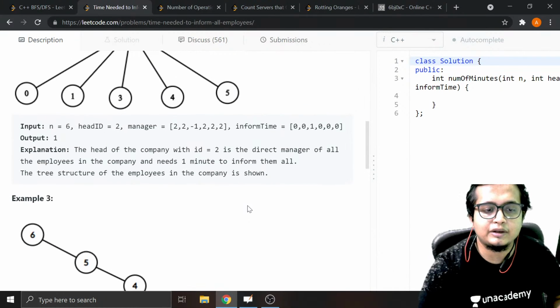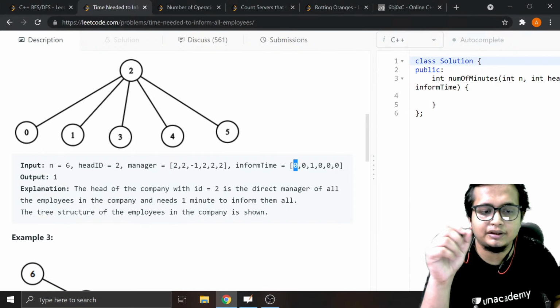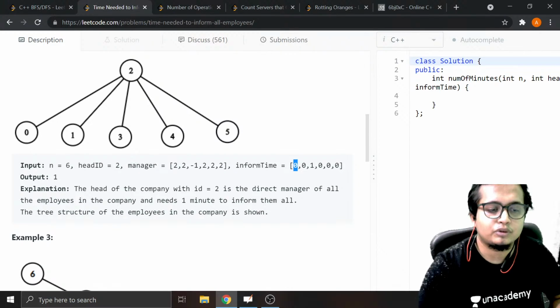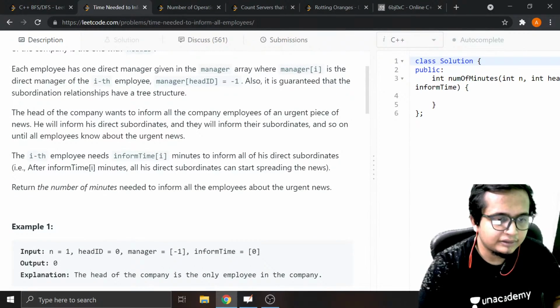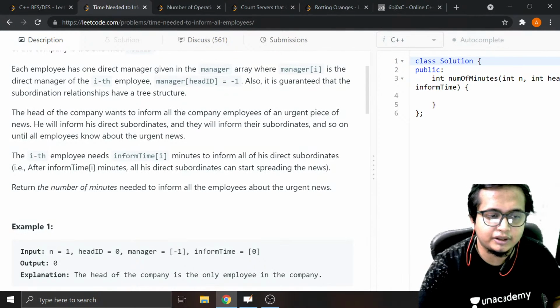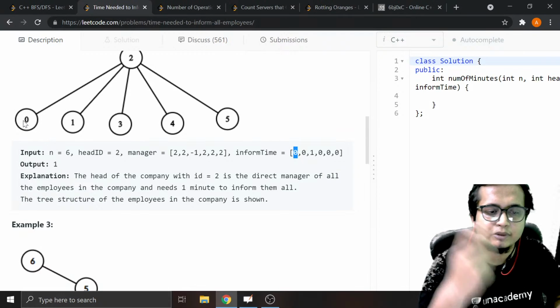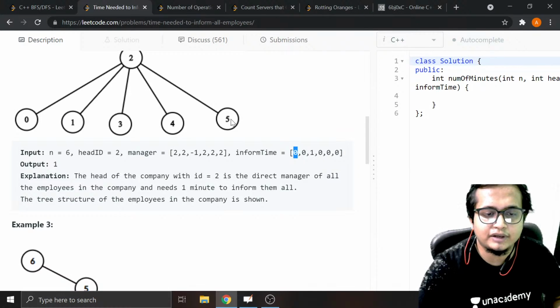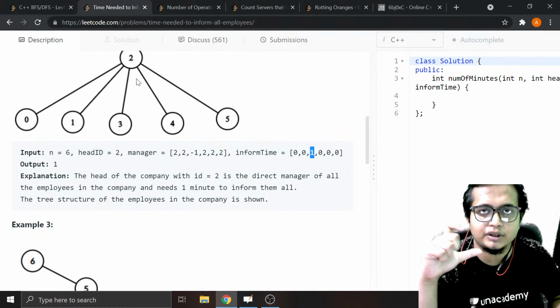So here you can see that inform time tells you how much time the ith person takes to inform its subordinates. The ith employee needs inform time to inform all its direct subordinates. Okay, so 0 takes 0 amount of time to inform its subordinates, since you can see that it does not have any subordinates. Similarly 1, 3, 4, 5. So 1 takes 0 amount of time. 2 takes 1 unit of time. So if 2 wants to tell something to 0, 1, 3, 4, 5, it would take 1 unit of time.